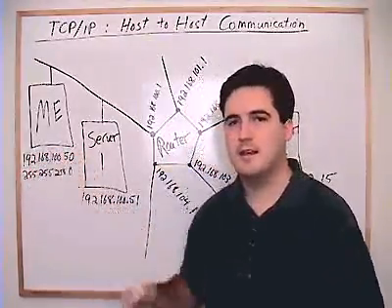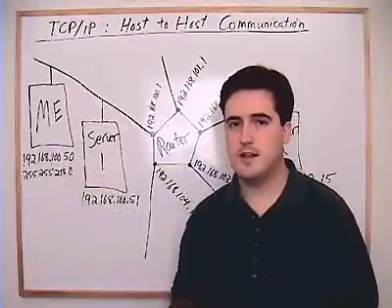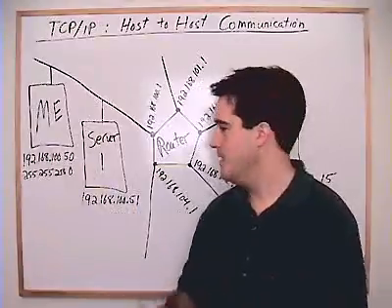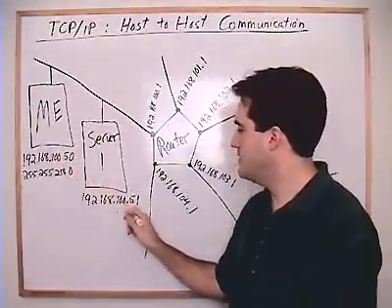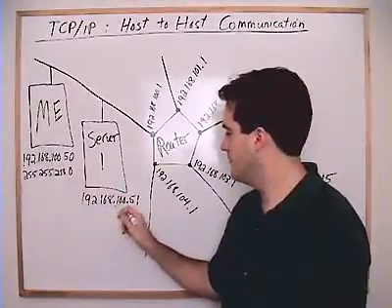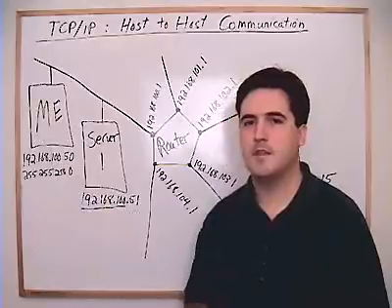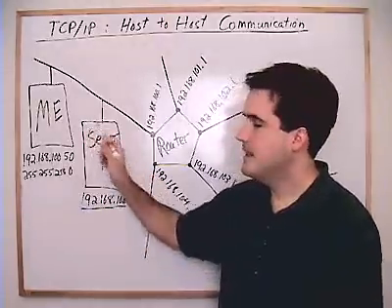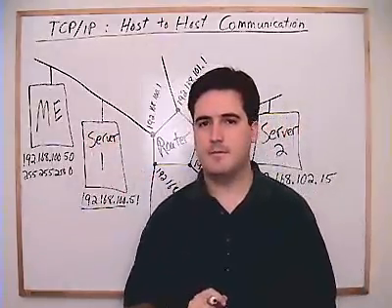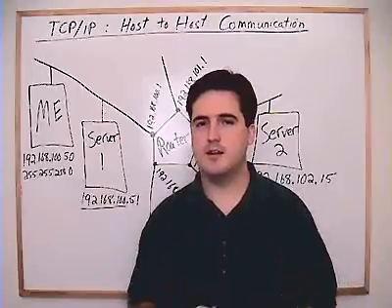Now if the host that I'm trying to communicate with is also on the 192.168.100 network, then I can communicate with him directly. I don't have to go through any routers. So I look at the IP address that I'm going to, and I see that it is also 192.168.100. So server 1 is on my network segment. And so now I can communicate with him directly.